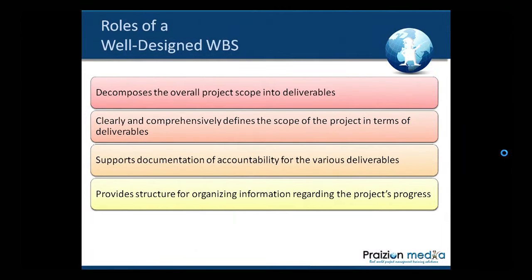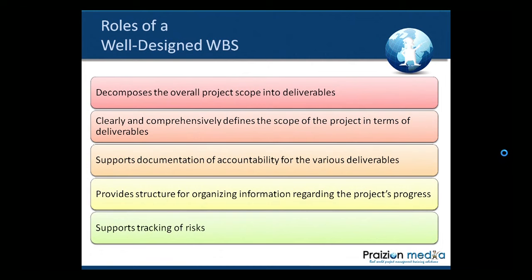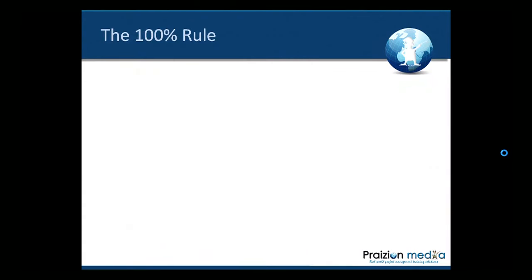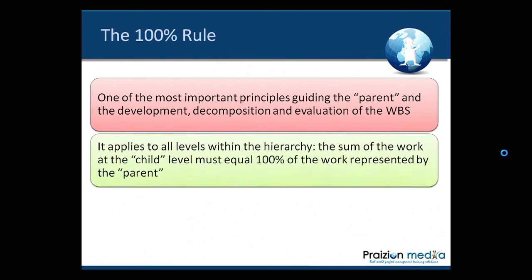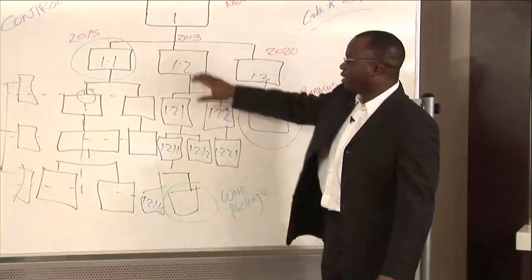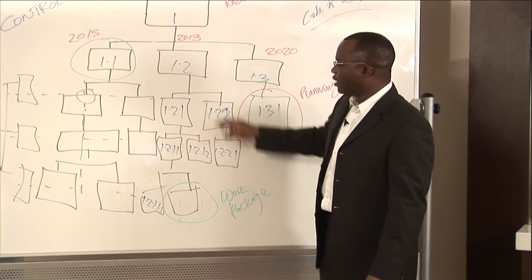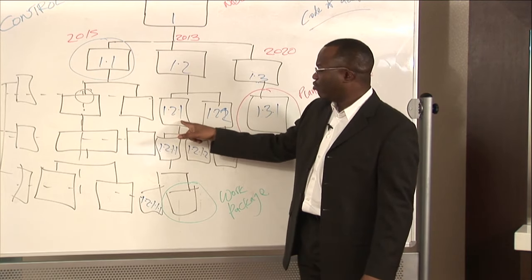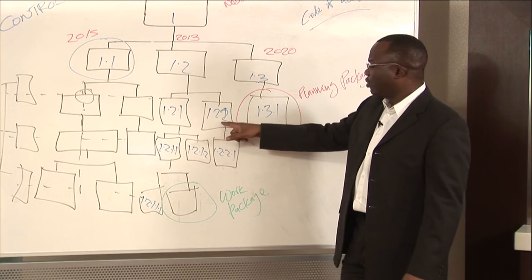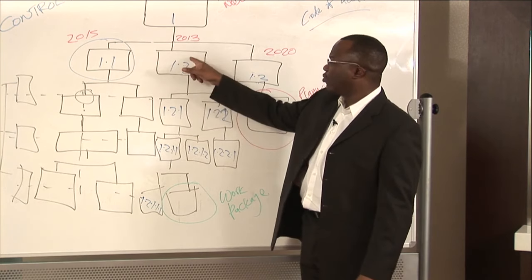It provides structure for organizing information regarding the project's progress, and it supports tracking of risks. Another thing to be aware of here is the 100% rule. One of the most important principles guiding the development, decomposition, and evaluation of the WBS is really the 100% rule, which means if you have a WBS like this, the lower levels in each branch should add up to the higher level. So if I add up the cost for 1.2.1 to the cost for 1.2.2, I should get the cost for 1.2.